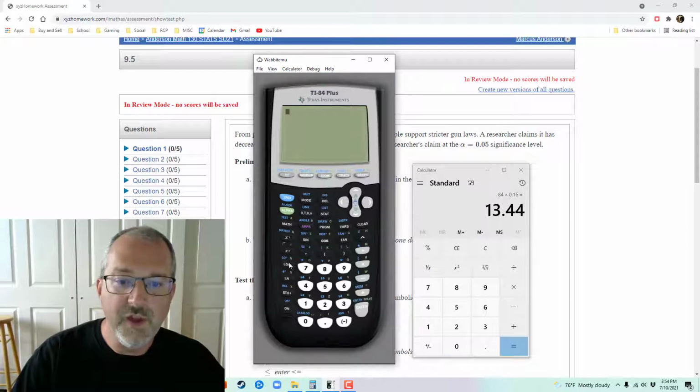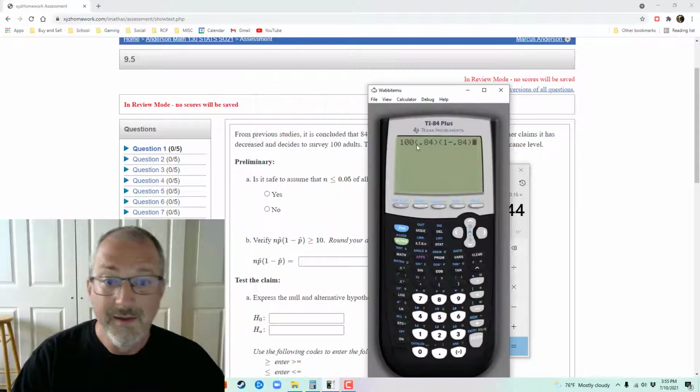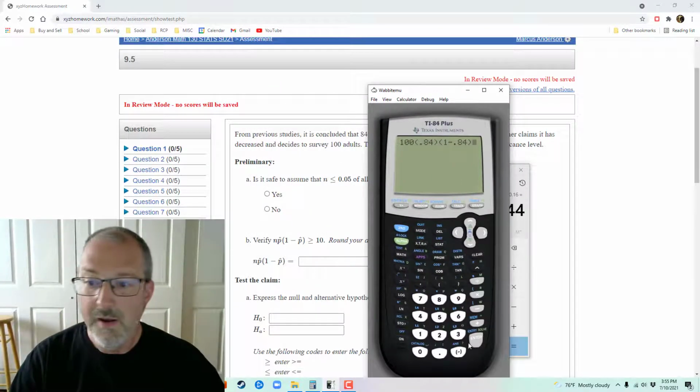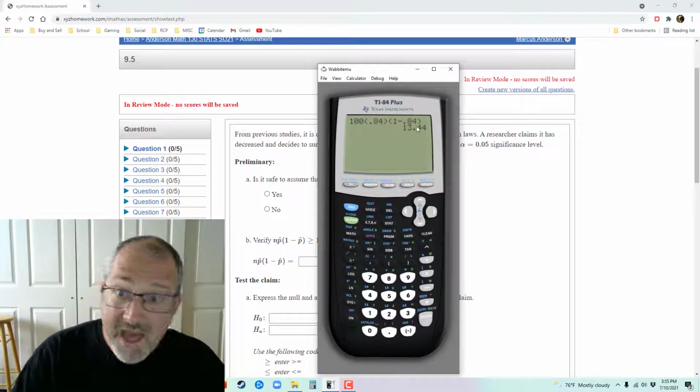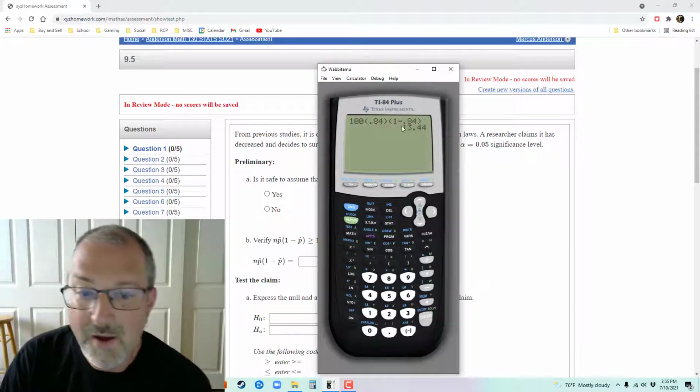So what we can do is type in the 100, type in the 0.84, and I'm using parentheses here, and then parentheses 1 minus 0.84. So this is matching exactly the step here, and you can see that it's 13.44. So that is really nice to have on a graphing calculator.